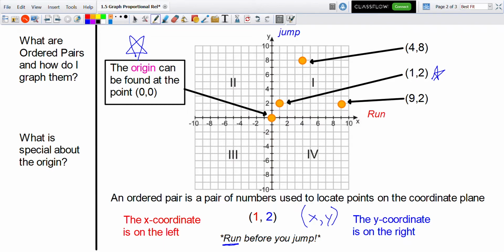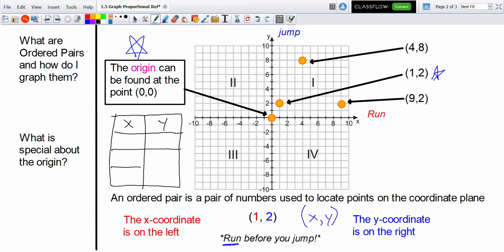Okay, one last bit here. If we're looking at the ordered pairs from a table, remember that my first column will always be the x's and my second will be the y's, just like in the alphabet. So the ordered pair 1, 2 would look like this. 4, 8, and 9, 2.